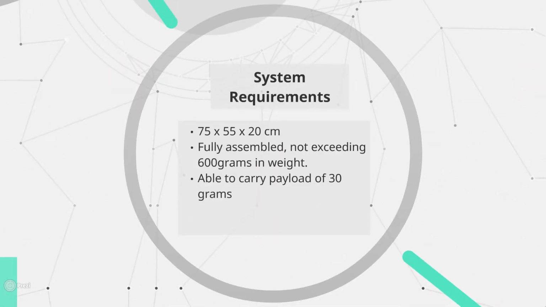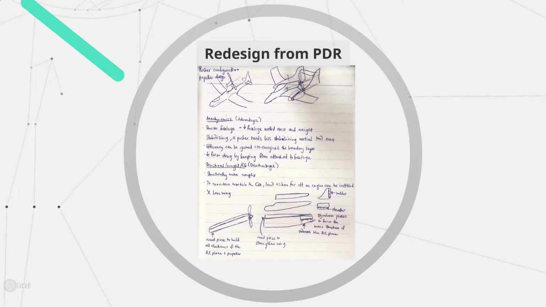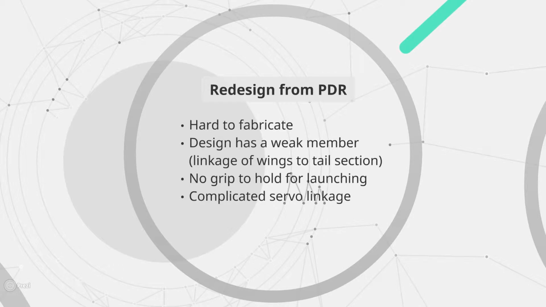This is our system requirements. This is our redesign from our previous PDR. The reason that we had to redesign from the PDR was that the old design was hard to fabricate. The design had the presence of a weak member, which was the linkage of the wings to the tail section, and there was no grip to hold on to for the launching phase, and they had a complicated servo linkage.